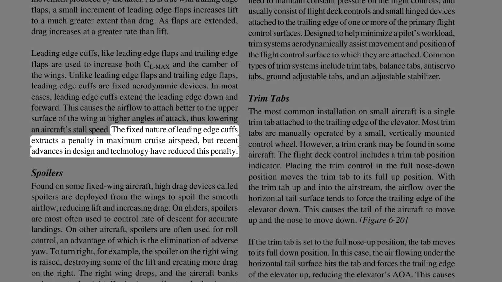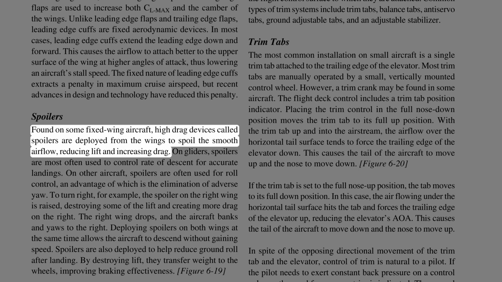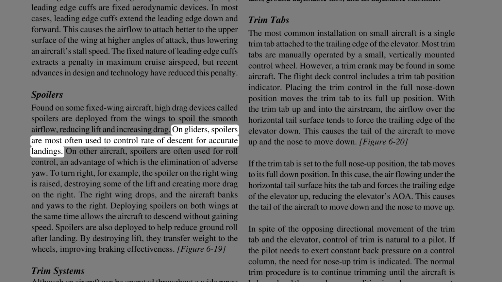The fixed nature of leading edge cuffs extracts a penalty in maximum cruise airspeed, but recent advances in design and technology have reduced this penalty. Spoilers. Found on some fixed-wing aircraft, high-drag devices called spoilers are deployed from the wings to spoil the smooth airflow, reducing lift and increasing drag. On gliders, spoilers are most often used to control rate of descent for accurate landings.